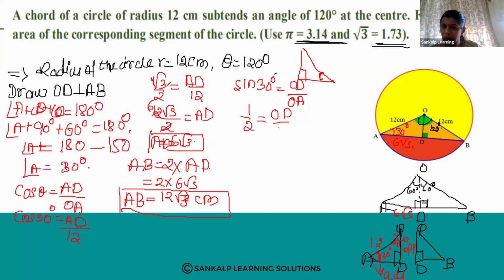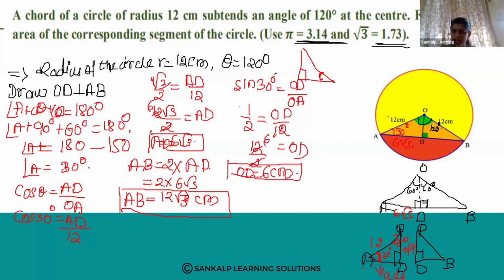So OA is 12, right? So transfer this 12 to this side. 12 divided by 2 is equal to OD. Therefore, 2 sixes are 12. OD is equal to 6 centimeter. So this is the value of OD.